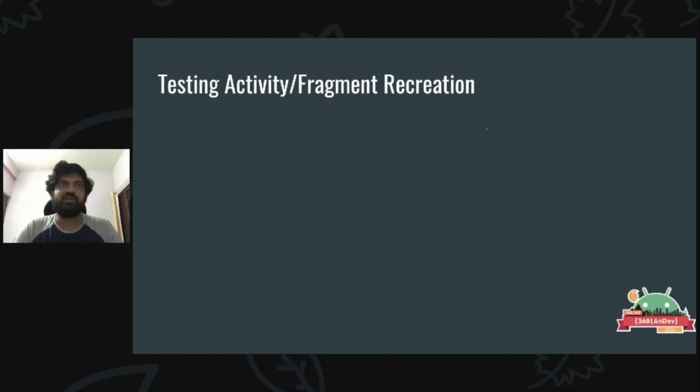So to test your activity and fragment recreation, it can be done with Espresso. And internally, a lot of libraries would be using Espresso to do it. And to handle things like activity recreation, you could write a custom rule that recreates the activity and gives you access to the new activity. But it gets easier to test these with the AndroidX testing libraries that we have. And I'll show you exactly how it makes it easy for you to test things.